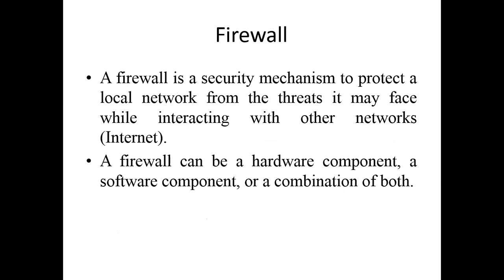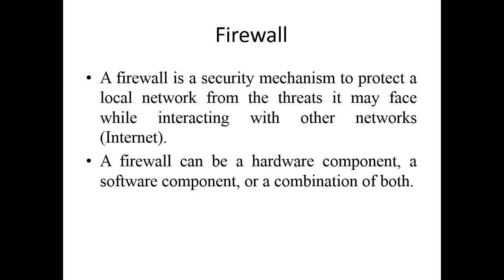Okay, another form of security mechanism is basically a firewall. Okay, so a firewall is a mechanism that is used to protect a local network from the threats it may face while interacting with other networks or the internet. Okay, so we are basically trying to look at what traffic is coming into our network and then want to filter. Okay, so a firewall can be in the form of a hardware component, it can be a software component, or a combination of both.